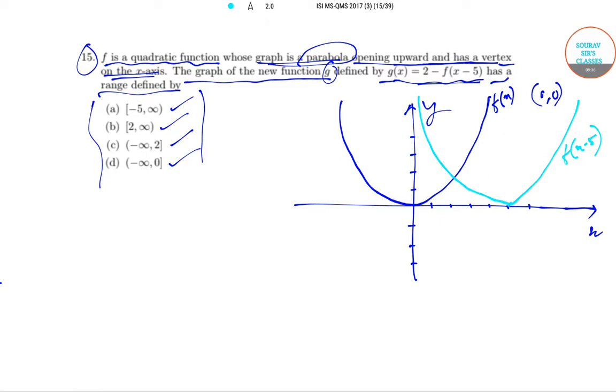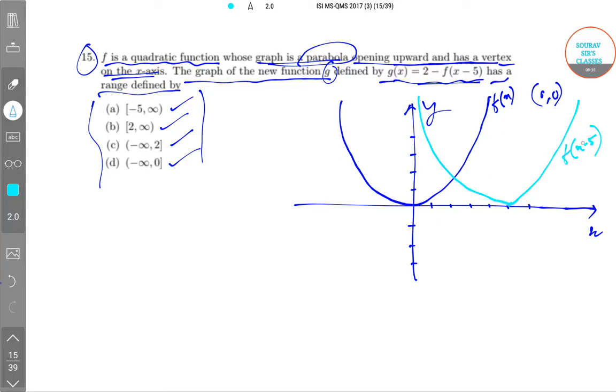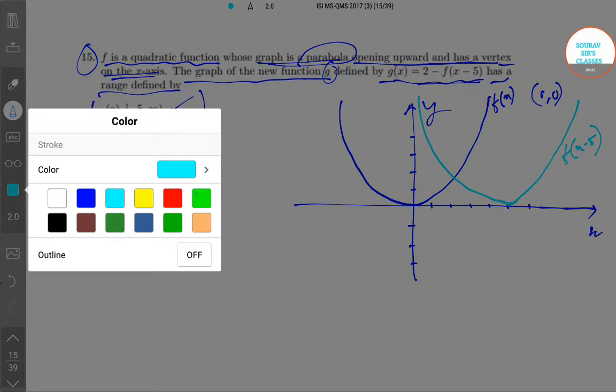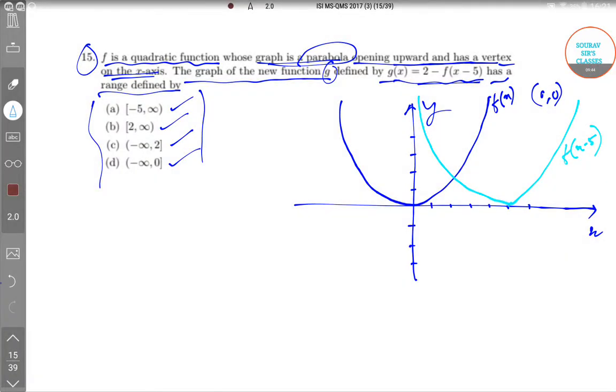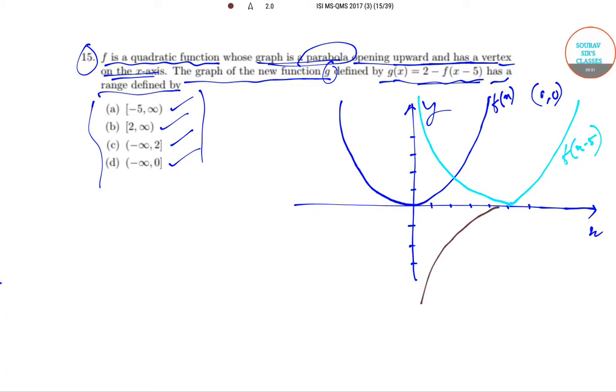And in the next case, f of x minus 5 has a negative sign in front of it, so it will rotate around the x-axis. So it will be somewhat like this. This will be minus f of x minus 5. And now in the next case, g of x is 2 minus f of x minus 5.